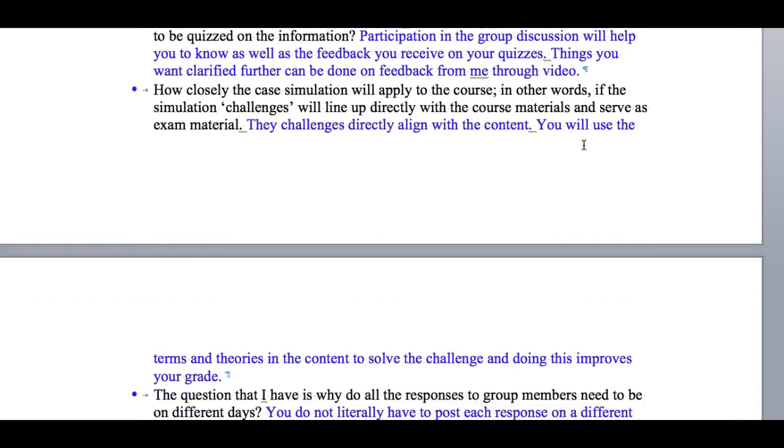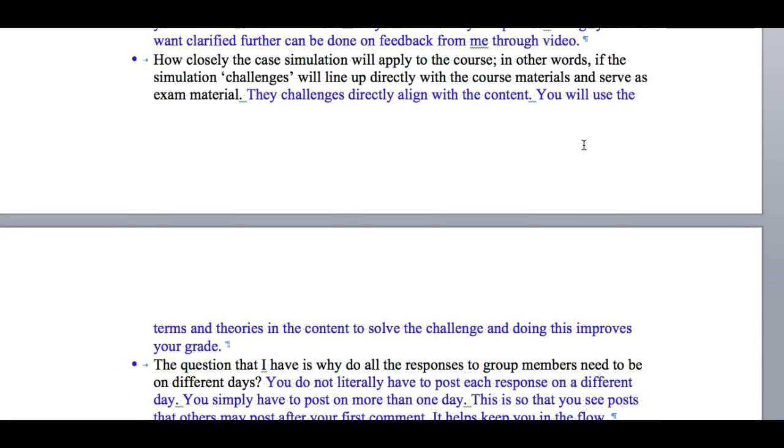How closely will the case simulation apply to the course? And the answer is very close. They're directly aligned with the content. Matter of fact, we've broken the content into segments so that you'll know that the content and the challenge go together. You're going to take that content and use it to solve the challenge. You will use the terminology and theories in the content, and doing that improves your grade.